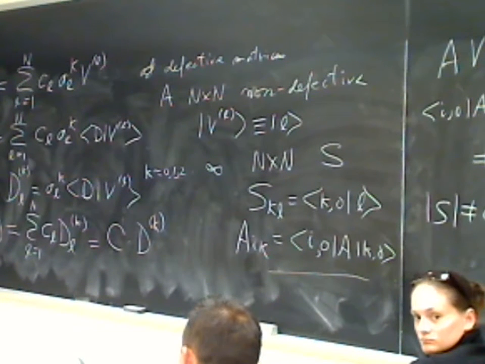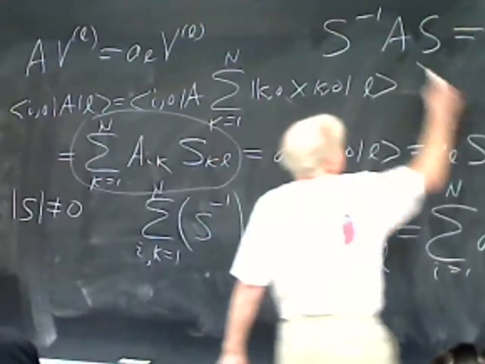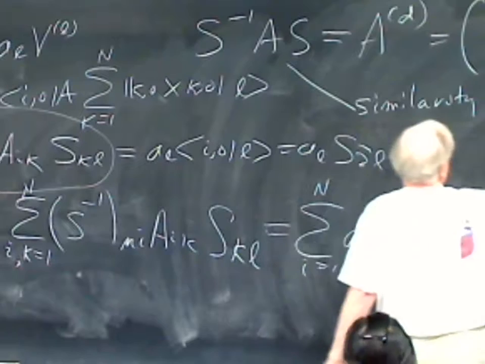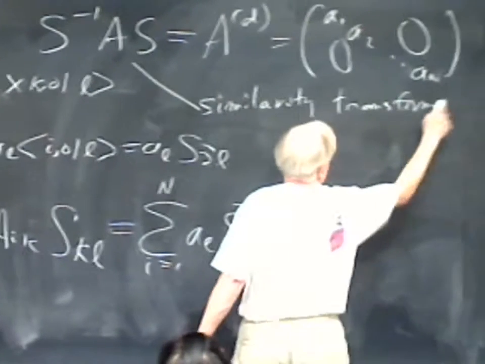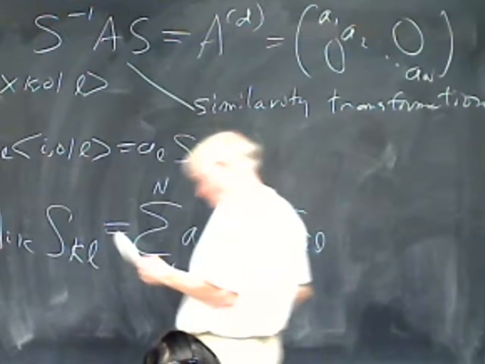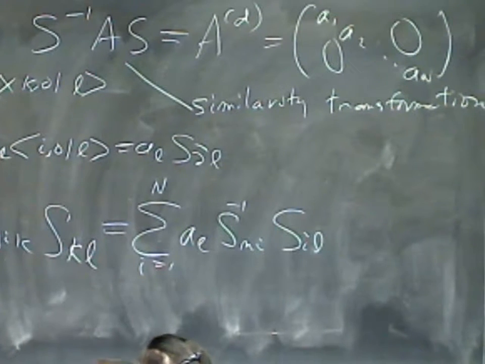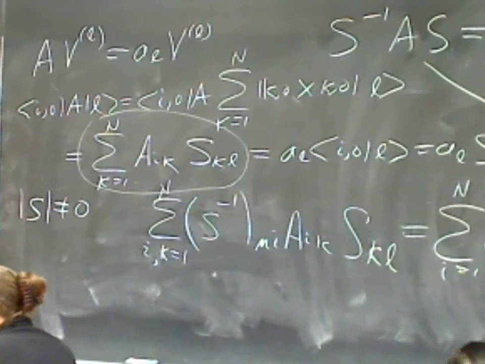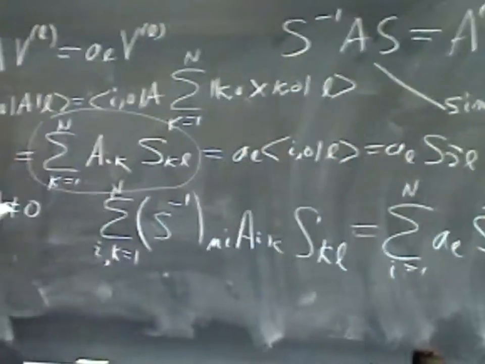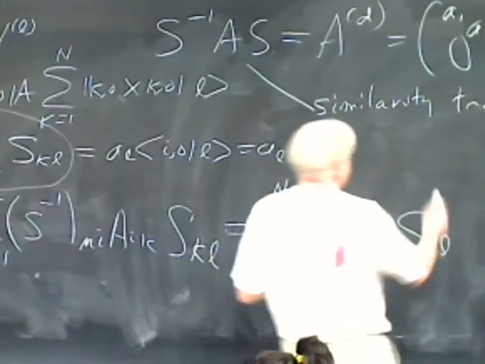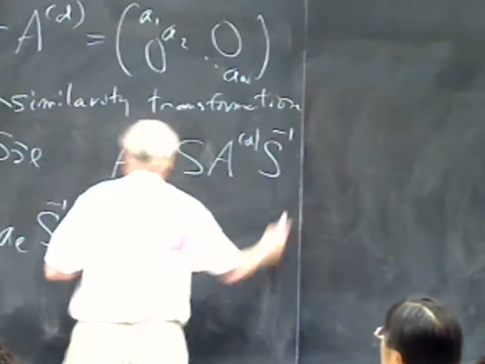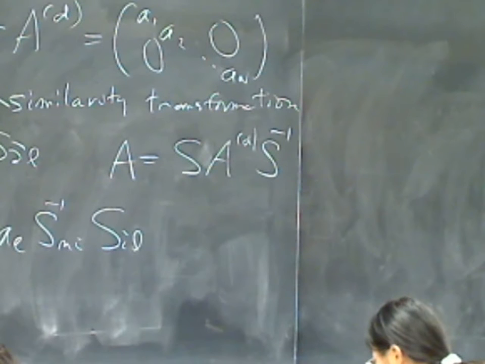by what's called a similarity transformation. So this is called a similarity transformation. And so the bottom line then is that any non-defective matrix can be diagonalized by a similarity transformation. Another way of writing that is A is equal to S A diagonal S inverse. So that's a pretty general result.